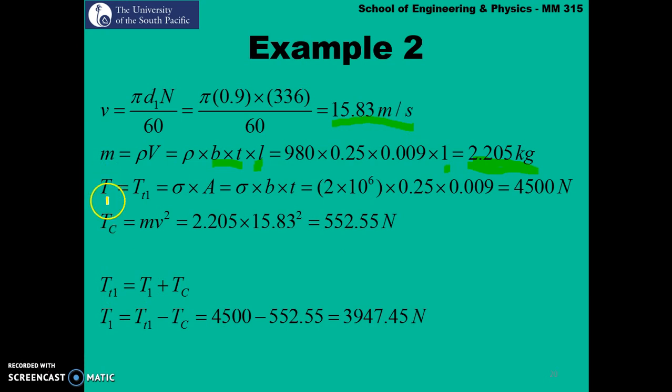Remembering that your maximum tension is nothing but the total tension on the tight side, TT1 equals T1 plus Tc. Let's make T1 the subject of the formula, so T1 equals TT1 minus Tc. So 4500, which was our maximum tension, minus our centrifugal tension, we get T1 to be 3947.45 newtons. I hope you follow up till here.